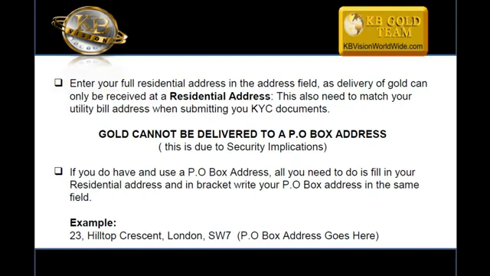So if you have a PO box address, don't worry. You can still use a PO box, but you just need to make sure that when you put your address, you put in your full residential address, and then in brackets you write your PO box address in the same field afterwards. You can see in the example quite clearly there, you just write your address as normal and then your PO box address goes in brackets, because be aware that KB will not deliver gold to a PO box address just because it's not secure. So those are the points around the address.